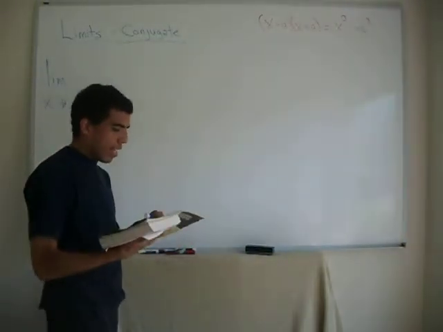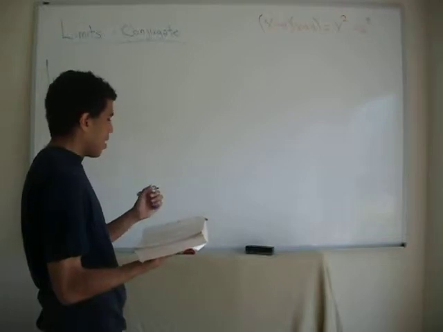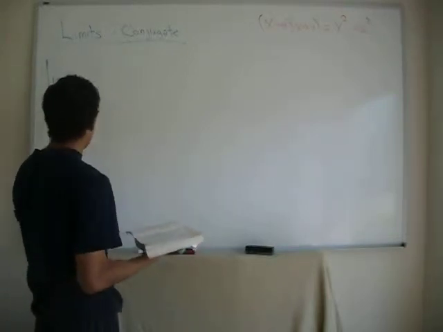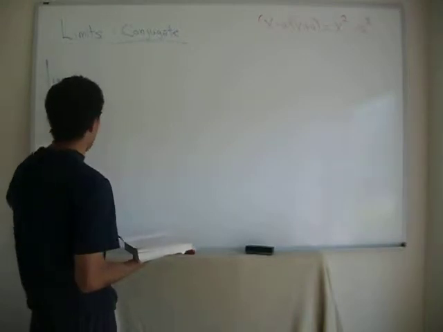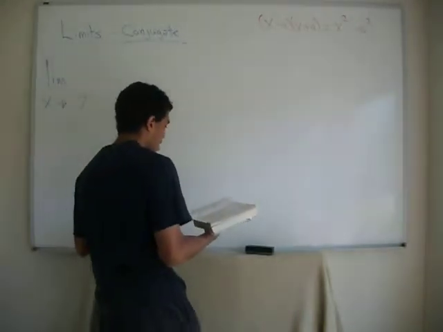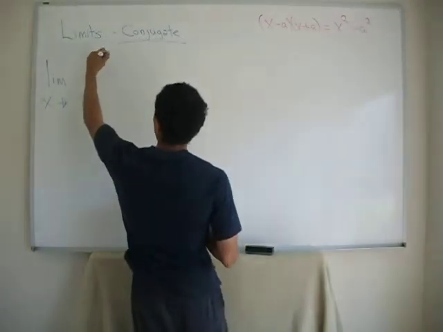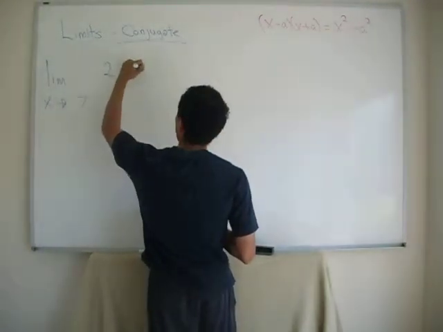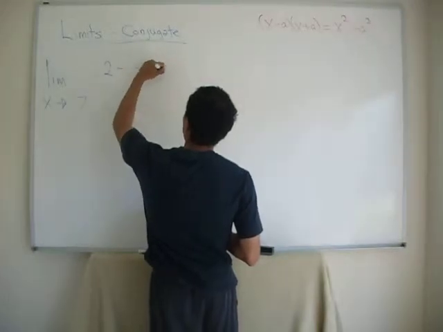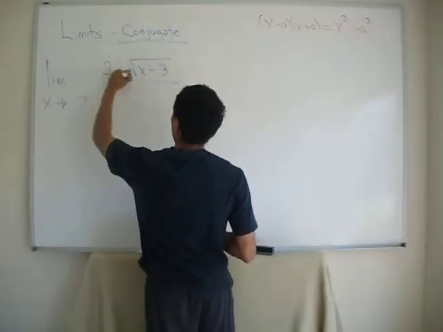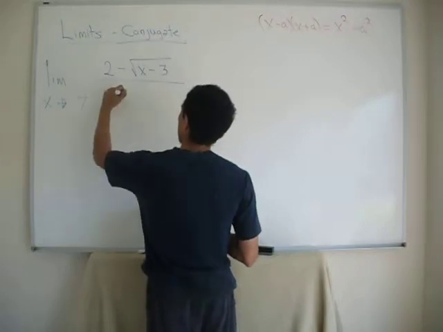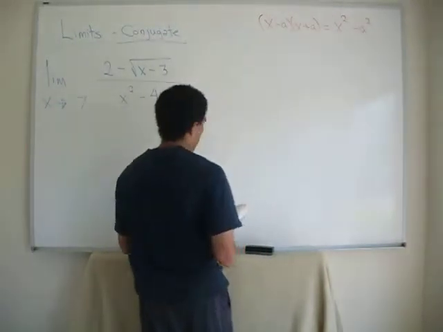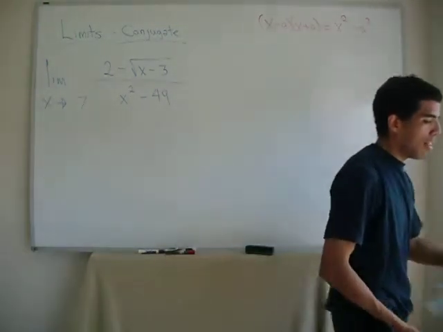All right, I like this one. It's not too hard, but it's not too easy, and it should help you visualize the concept. Let's say we have the limit as x goes to 7 of the function 2 minus the square root of x minus 3, over x squared minus 49. This is the exercise. They're asking us to find the limit of that function.